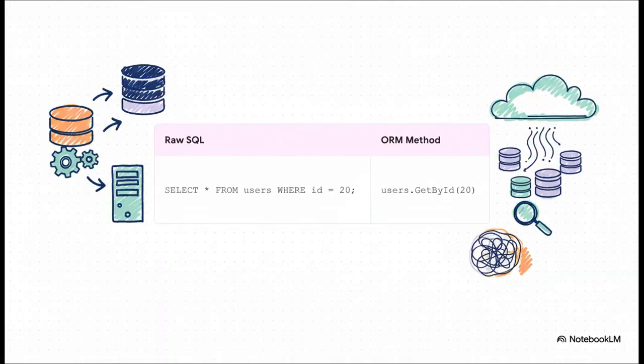And this right here shows you exactly why they're so popular. Instead of having to manually write out a SQL query string to find a user, you just call a nice, clean method on an object like users.getById(20). The ORM does the dirty work of generating the actual SQL in the background.